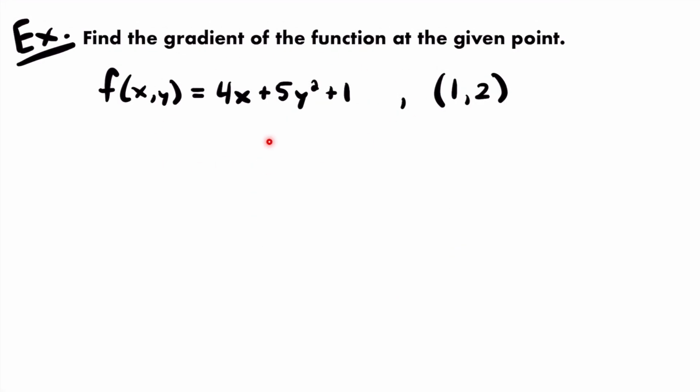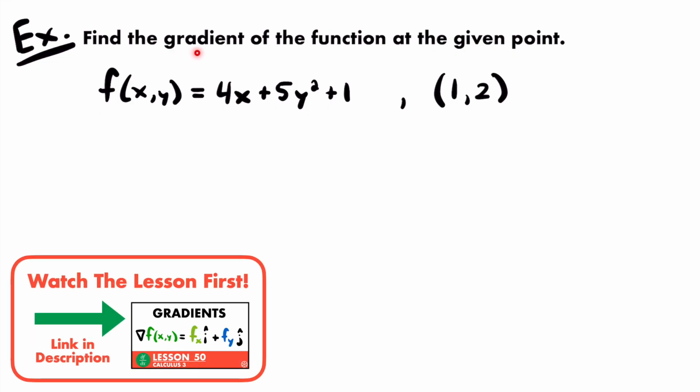All right, so here's our first example. We want to find the gradient of the function at the given point. And we're given the multivariable function f of x, y, which is equal to 4x plus 5y squared plus 1. And the point where we want to find the gradient is the point (1, 2).